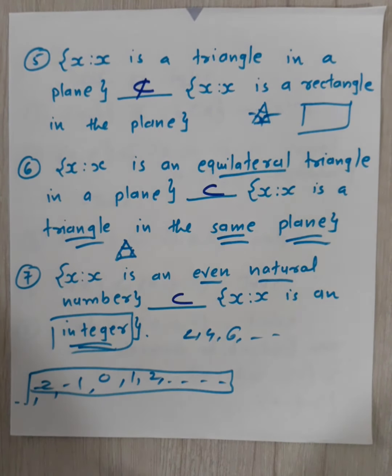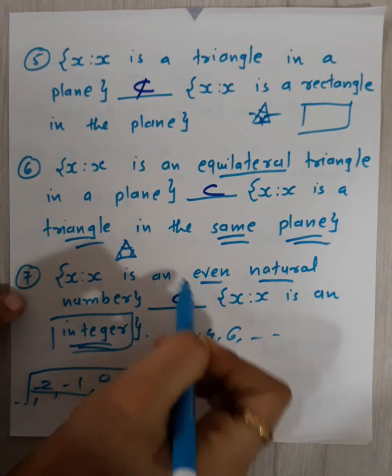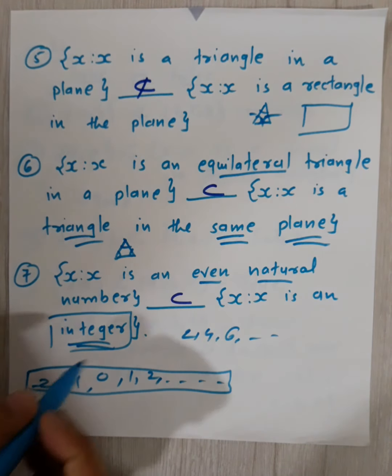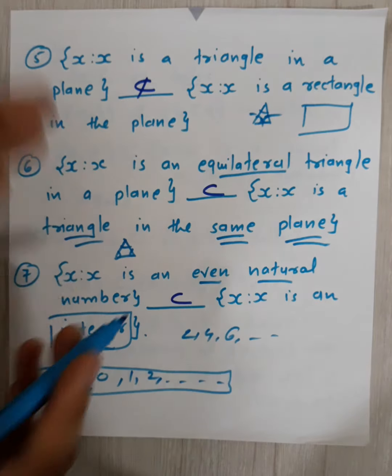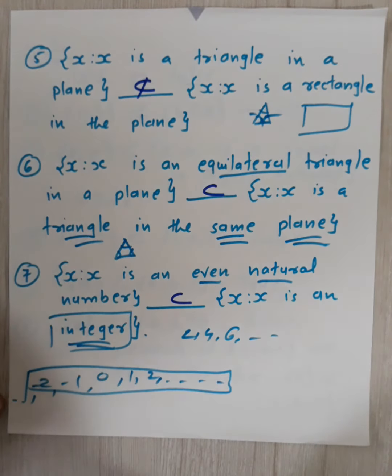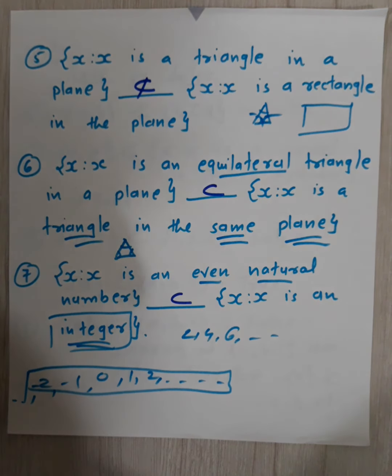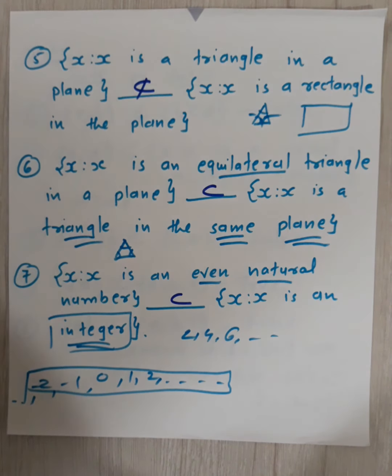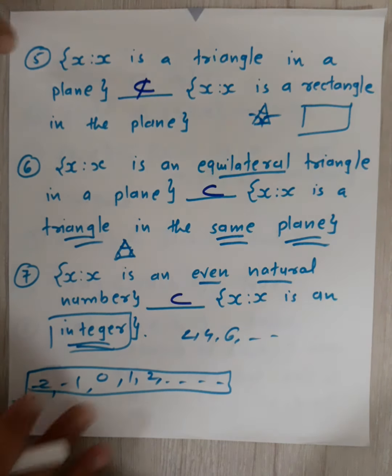Okay. Just remember one thing, don't get confused, that your first part has some elements. So all the elements of your first set are compulsorily present in this second set, each and every part. So here even natural numbers, which are 2, 4, 6, and integers, which are 0, 1, 2 and so on, 0, minus 1, minus 2 and so on. So 2, 4, 6 is also present in this. So we can say that even natural number is a subset of integer. Okay.